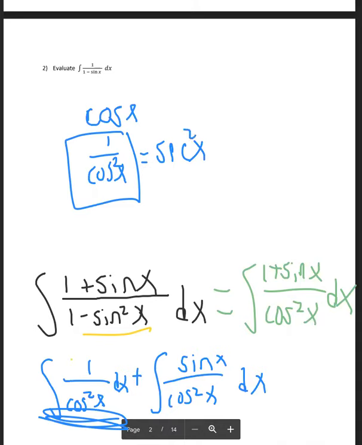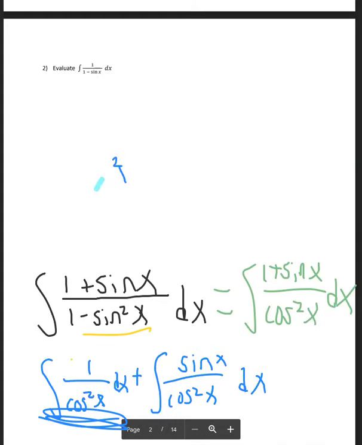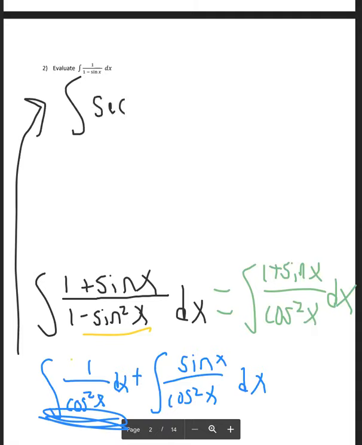So does that particular one kind of make sense so far? Do you guys kind of remember those identities or not really? Yeah, I remember. Okay, that's really important. So bringing this work back up to the top, I can rewrite this as secant squared of x dx. The reason I want to do that is because that's actually a formula. Do you guys remember what the integral of that is?